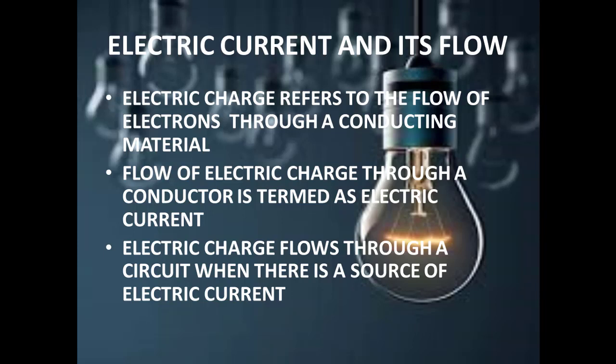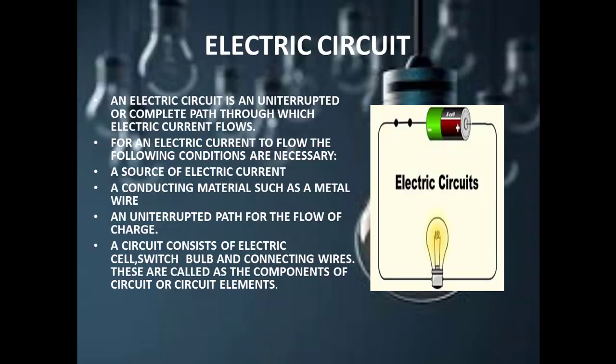Electric current flows through a circuit when there is a source of electric current. So electric charge will flow through a circuit only when there is a source of electric current. Well, we'll learn what is a circuit. So this is the circuit, children. You can see a nice picture where you have a cell, switch, connecting wires and a electric bulb.